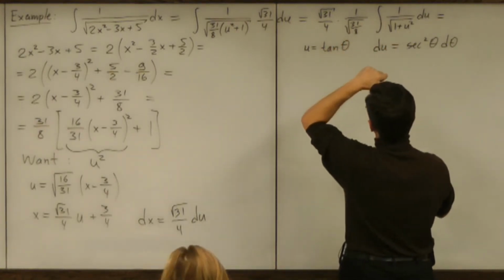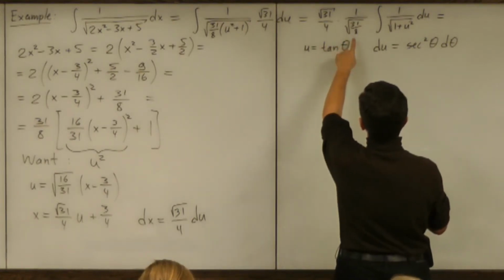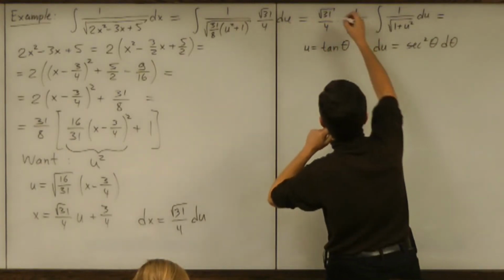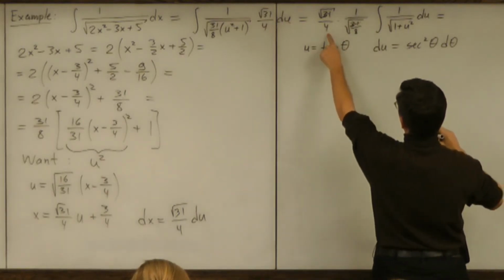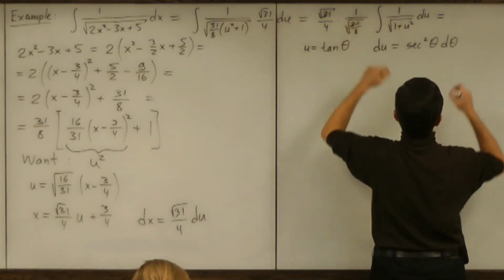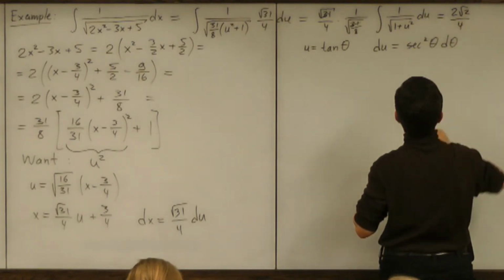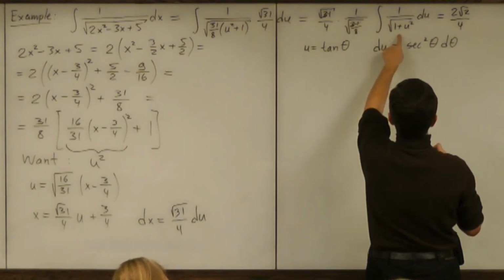So let me simplify the coefficient. Square root of 31 cancels. That's good. And then I have 4, and square root of 8 goes on the top, so it becomes 2 square root of 2 divided by 4. So the number is very simple now.